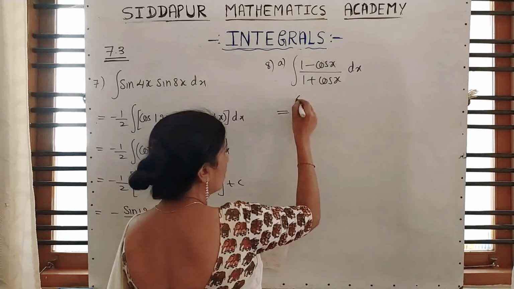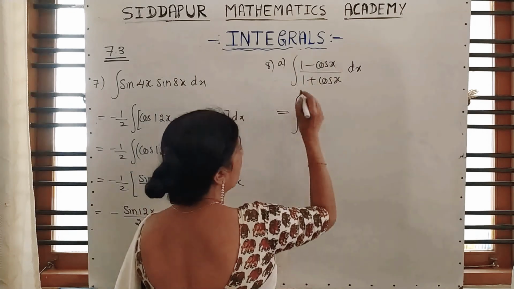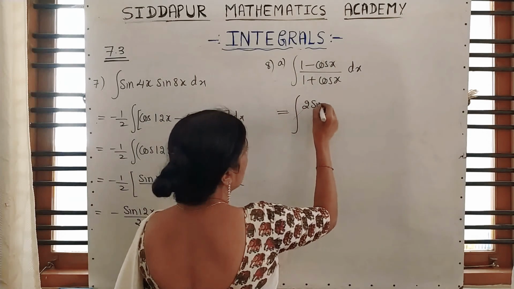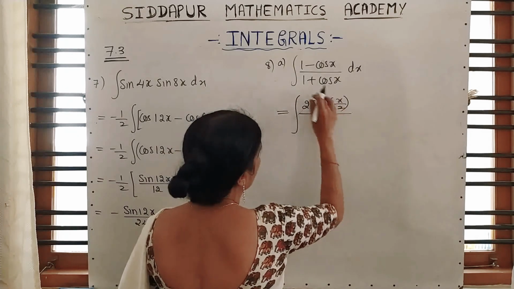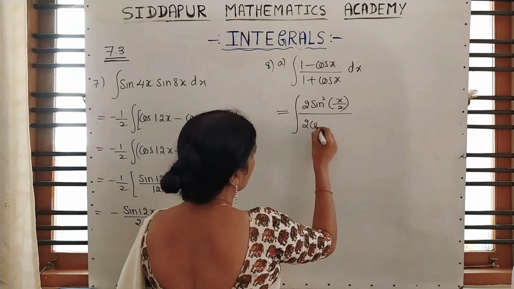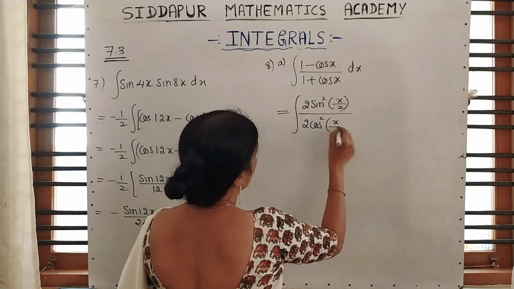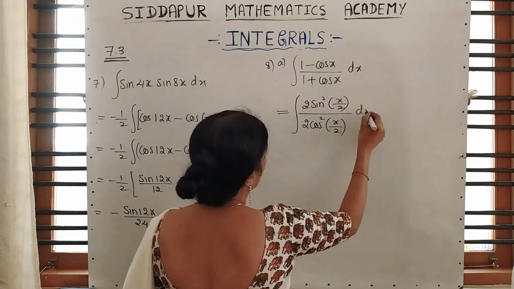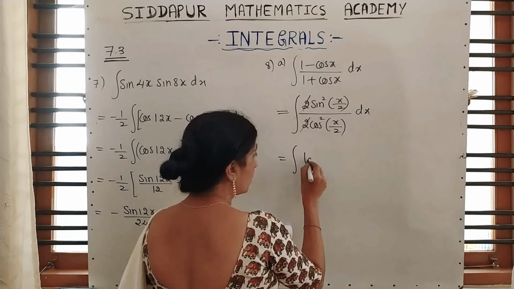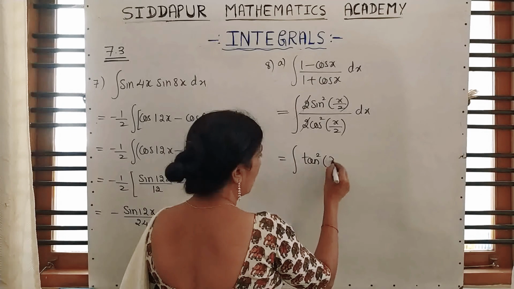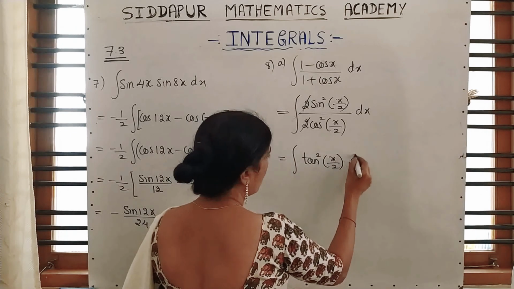Otherwise, if you are thorough in multiples and submultiples, 1 minus cos x is 2 sin square x by 2, divided by 1 plus cos x, which is 2 cos square x by 2, into dx. 2 gets cancelled. Sin square by cos square is tan square x by 2 into dx.